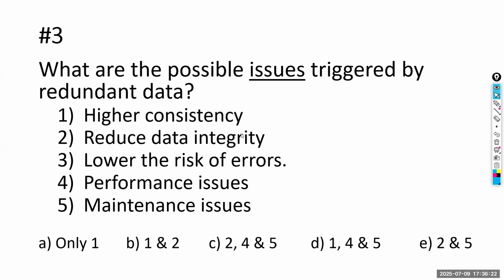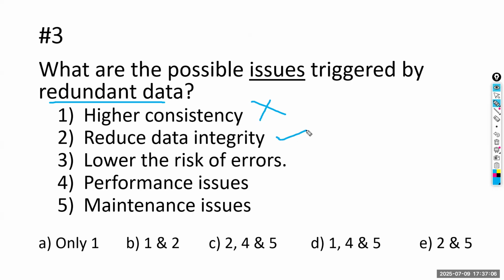So higher consistency is obviously not an issue, right? Higher consistency is better, but actually what happens is inconsistency because your data is duplicated. Sometimes you update one place but do not update the other place. So redundant data means you have less consistency. Therefore, this is not an issue. This is actually a good thing, but when we have redundancy, you don't get this. Reduced data integrity, yes. Integrity means interrelatedness. Interrelatedness is less, right? With redundant data.